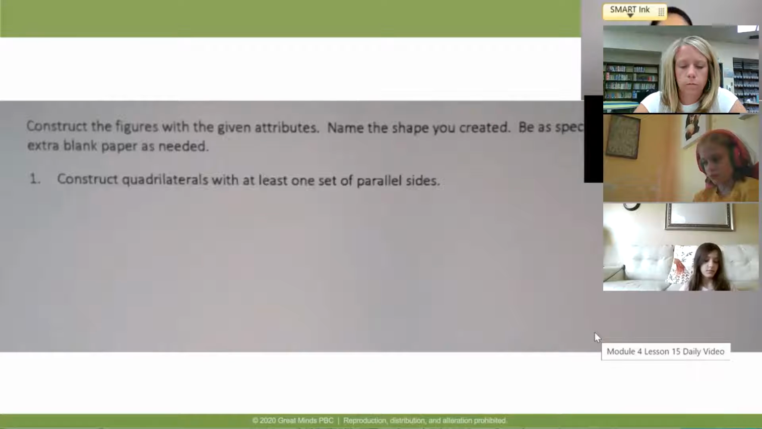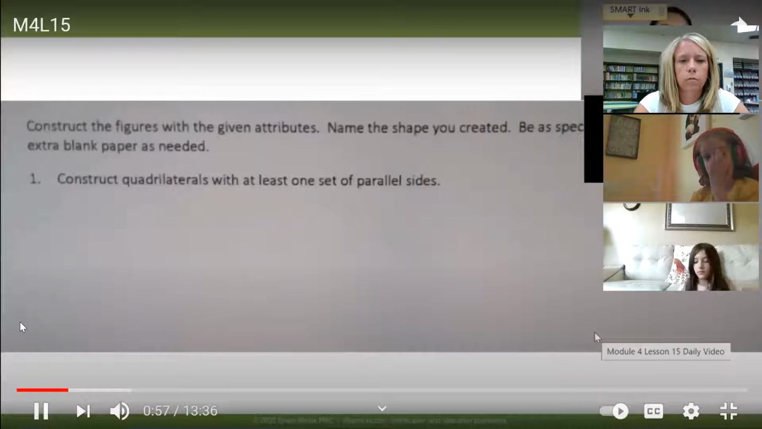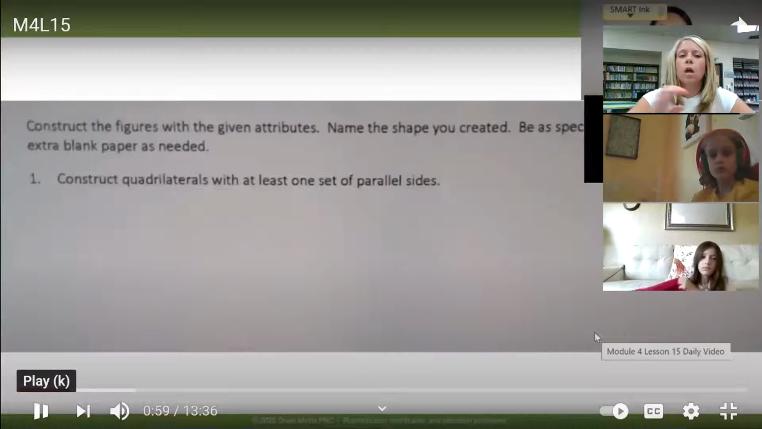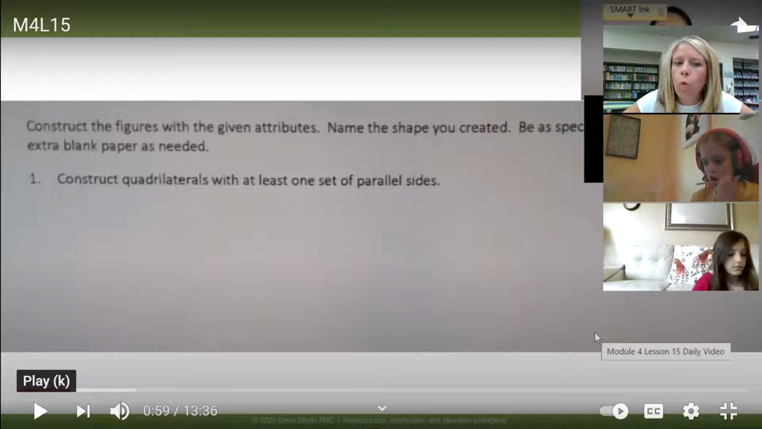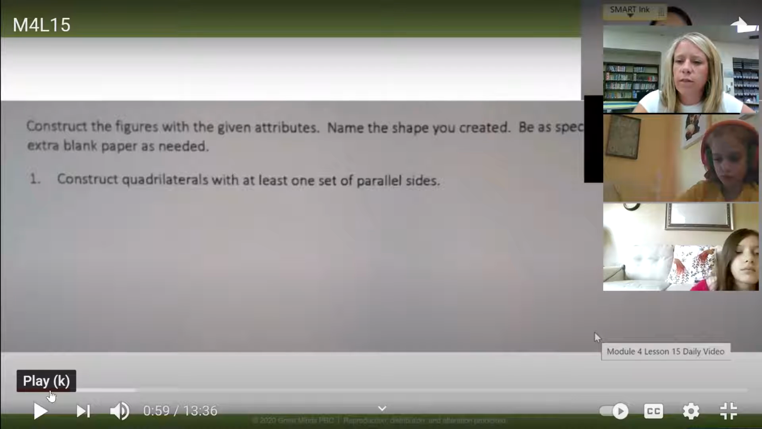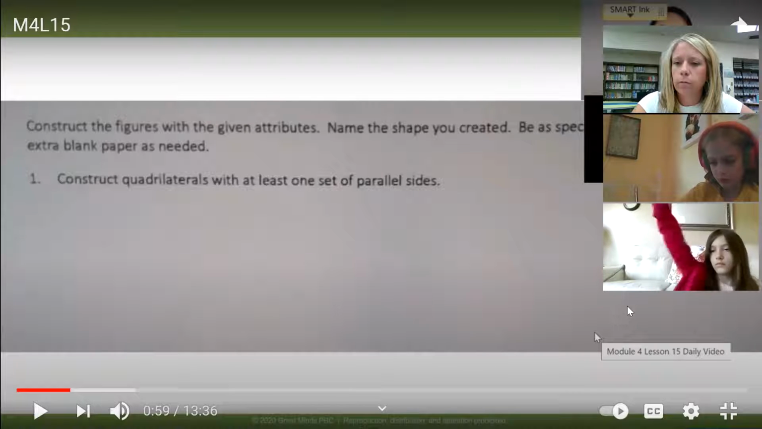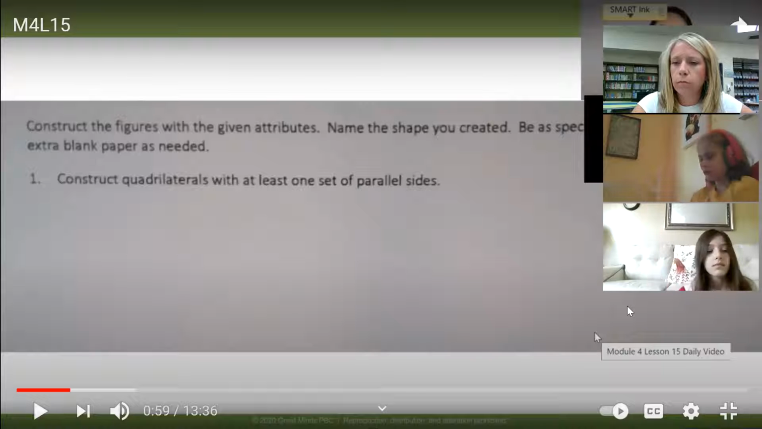Let's look at problem 1 on our problem set. Here, it's asking us to construct a quadrilateral with at least one set of parallel sides. Okay, so I want you to underline the word quadrilateral and underline at least one pair of parallel sides. So we're going to be drawing something that is a quadrilateral. So what is a quadrilateral? What does that mean? Sarah?